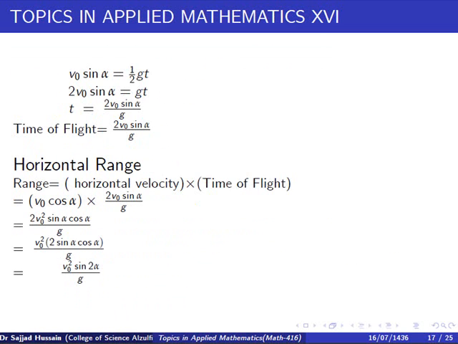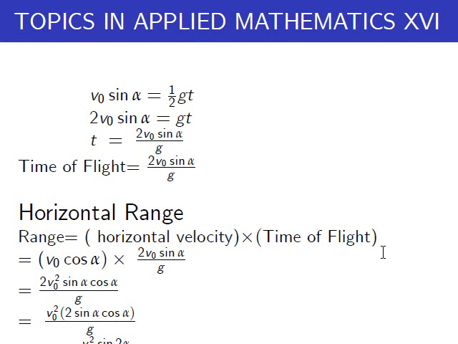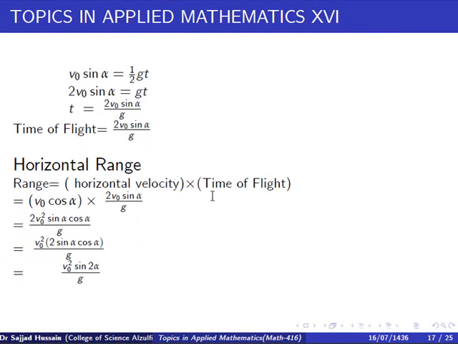Horizontal range. The distance traveled along the horizontal is defined as the horizontal velocity multiplied by the time of flight. By the distance formula, the distance is equal to velocity into time. In the case of range, it is the horizontal velocity multiplied by the time of flight. The horizontal velocity is v naught cos alpha and the time of flight is 2 v naught sin alpha over g.